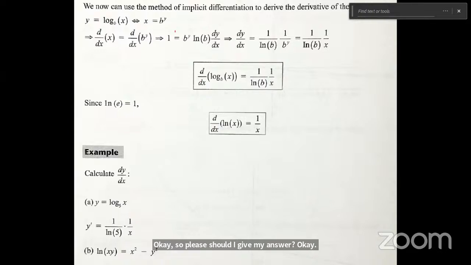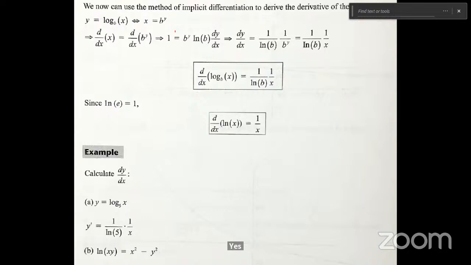Okay, so you first differentiate each term. So the ln(xy), you differentiate it separately. The x squared, you differentiate it separately, and y squared too separately. So you get something like (x dy/dx + y) over xy is equal to 2x minus 2y dy/dx.